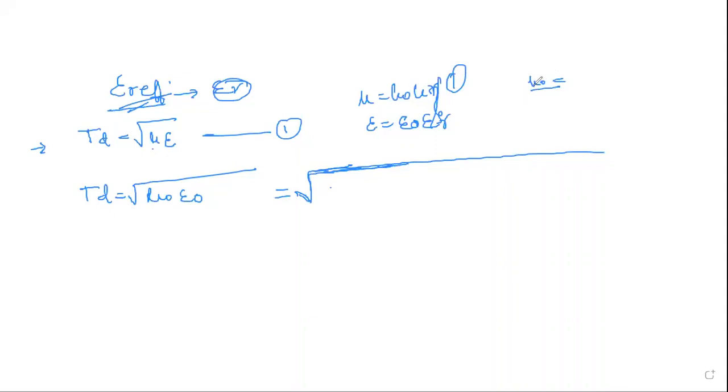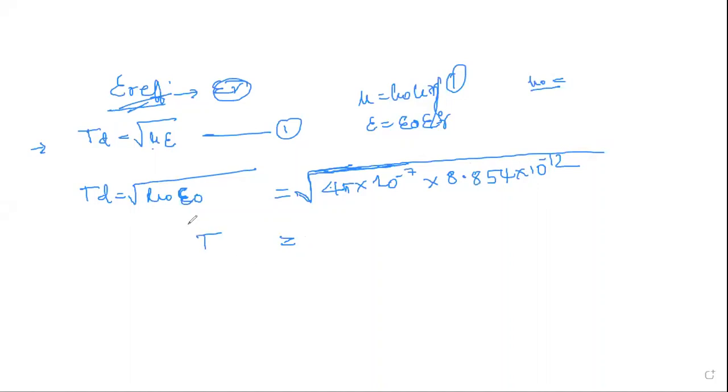What is the value of mu naught and epsilon naught? Mu naught is equal to 4 pi into 10 to the power minus 7. What about epsilon naught? 8.854 into 10 to the power minus 12. Calculate this and tell me how much you're getting.